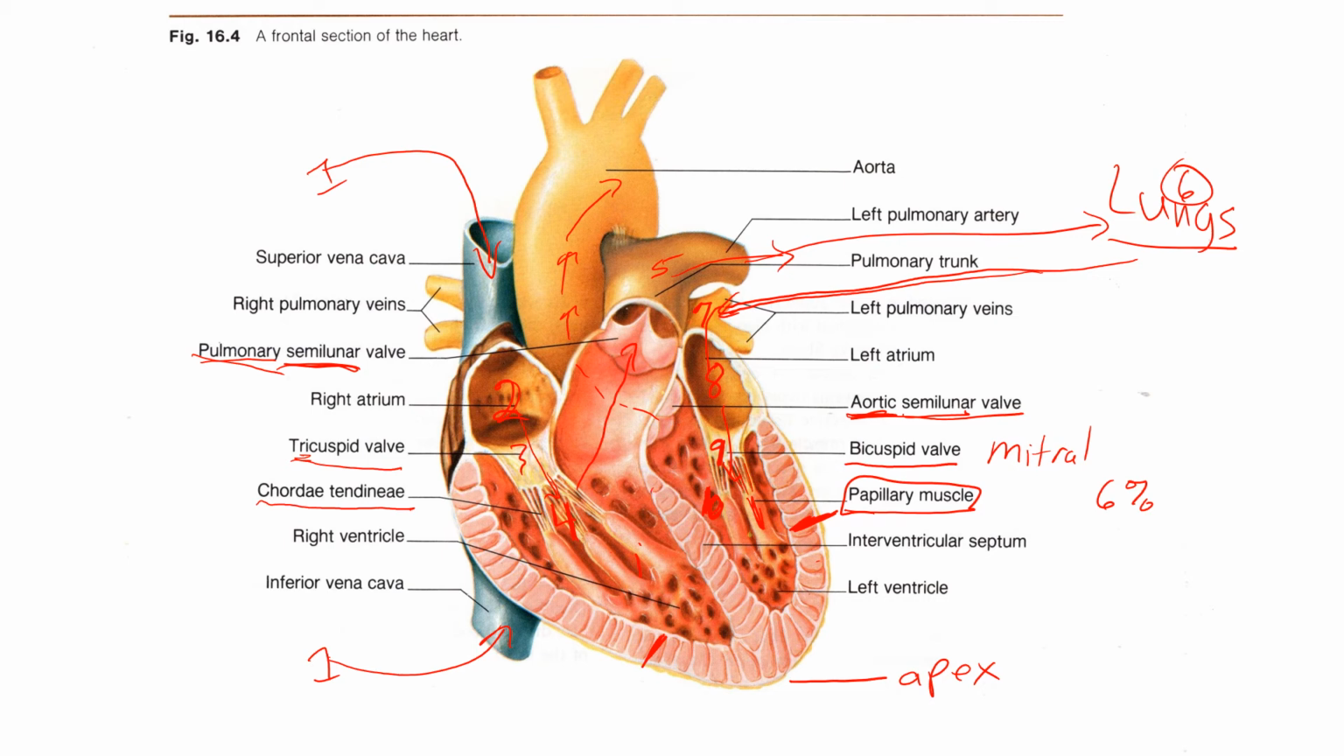Okay, this section that separates, we'll see this later, this section that separates the right ventricle from the left ventricle is the interventricular septum. Inter means between, ventricular, well, it's between the ventricles, septum. Okay, this is some fibrous connective tissue in between this.